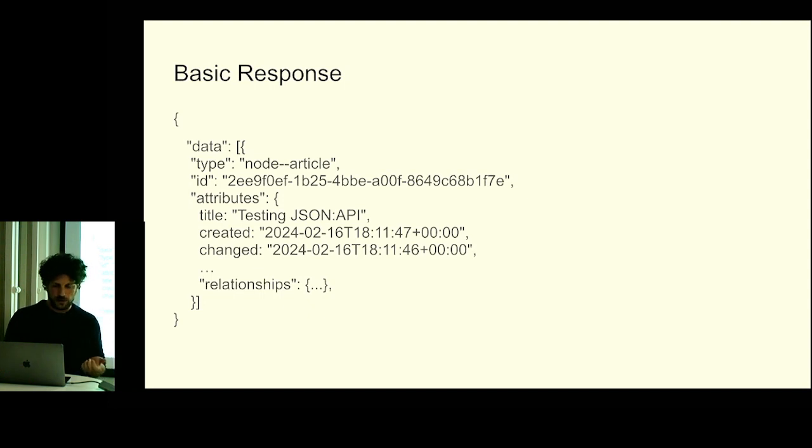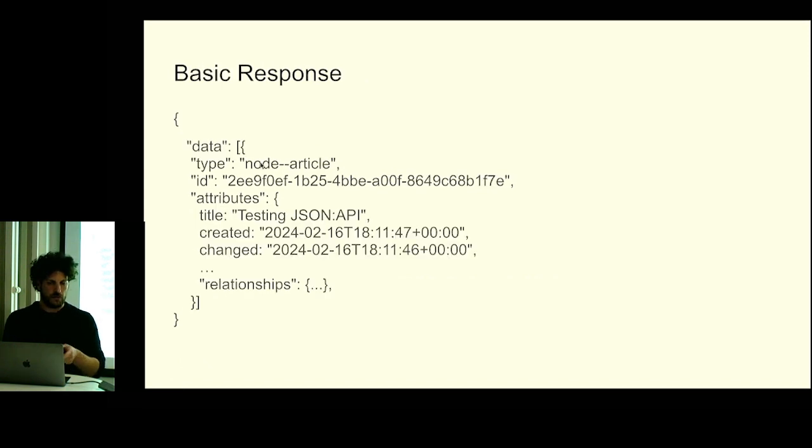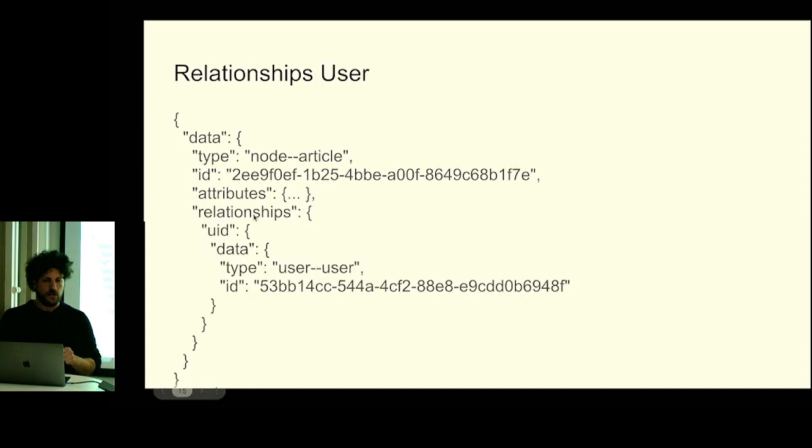Relationships, for example, for the user, look like this. So we have the data again, we have the node articles. This is the same response as before. I'm just expanding the relationship object here. So we have the UID, which is the field of the node. Then we have data, and then we have the type and the UID.